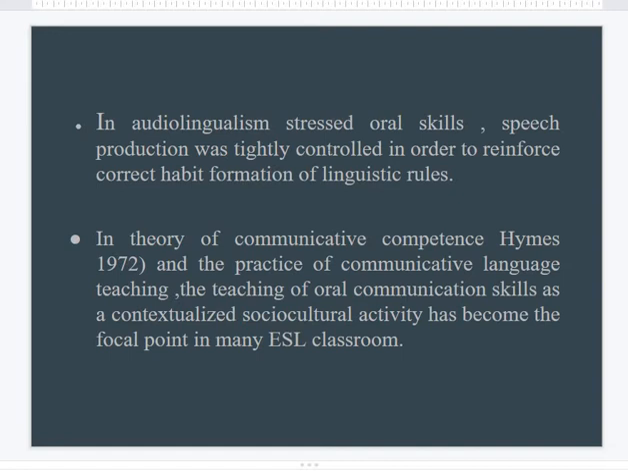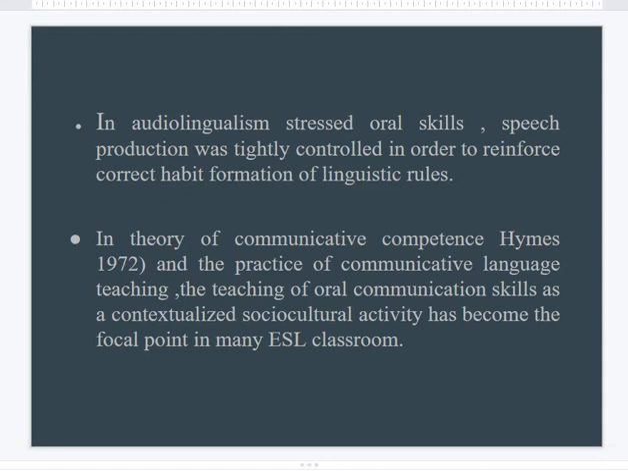So audiolingualism stressed oral skills, but speech production was tightly controlled in order to reinforce correct habit formation of linguistic rules. So this is also a controlled environment. Students are not developing the spontaneous way of responding to the other person.